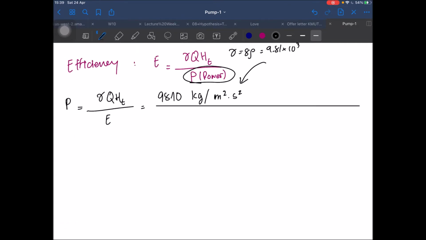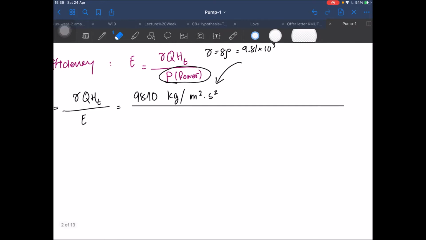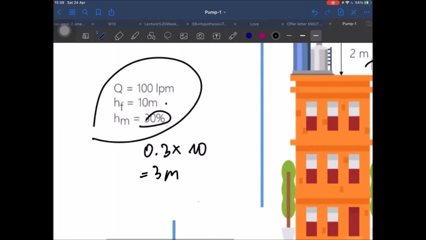Should I write it neatly? Neater than this one. 9810 kilograms per M square S square. So now we have this one. Then we go to the Q, which is 100 liter. Liter is actually decimeter cube over minute. Yeah, where is this from? It's from this one here.